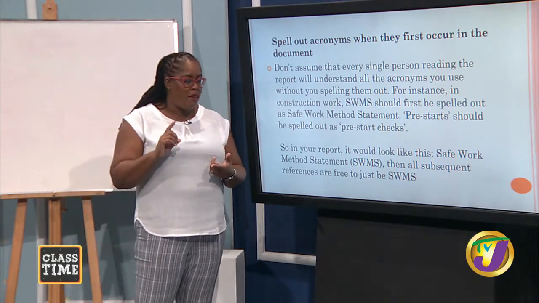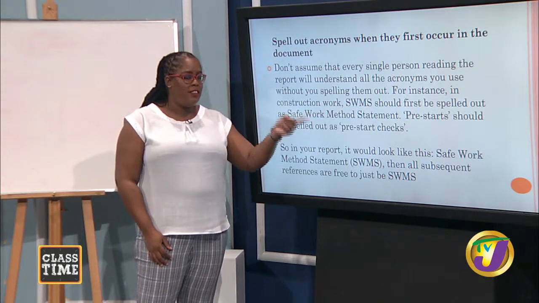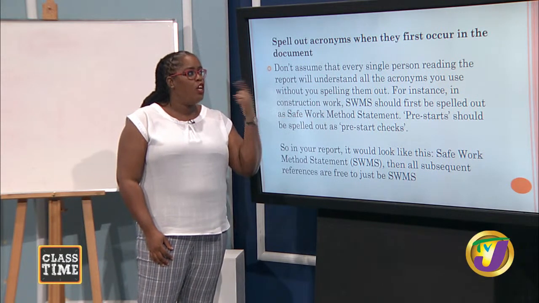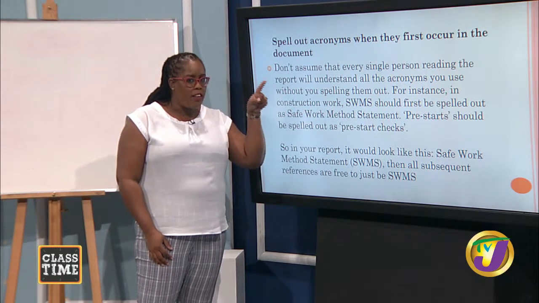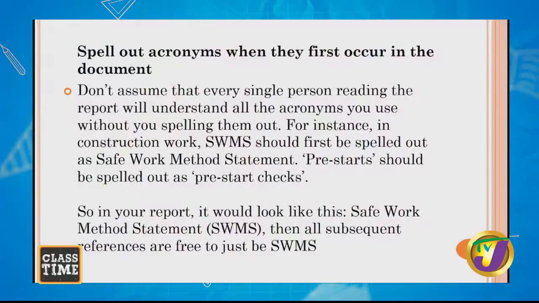Now, let me clarify this. This is not an acronym, right? This is an abbreviation, right? Now, I should have corrected it, but I'm correcting it now. This is not an acronym. This is an abbreviation, all right? So this does not spell an actual dictionary word. So it should be: spell out abbreviations when they first occur in the document, all right?